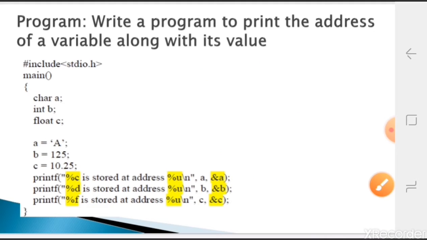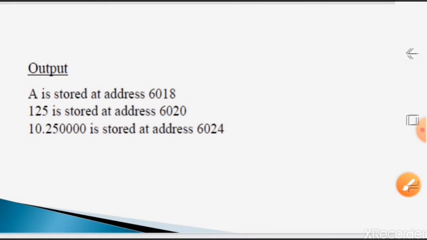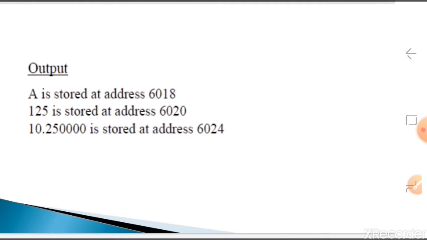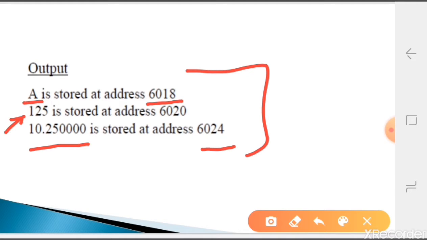Okay, we'll see the output here. The first statement was the value, that is %c, given as a capital letter A. Here it's coming as A is stored at location 6018. Now the next one, the integer value 125 is stored at location 6020. And then the float value 10.25 is stored at address 6024. Like that, these are displaying the addresses where the values are kept.